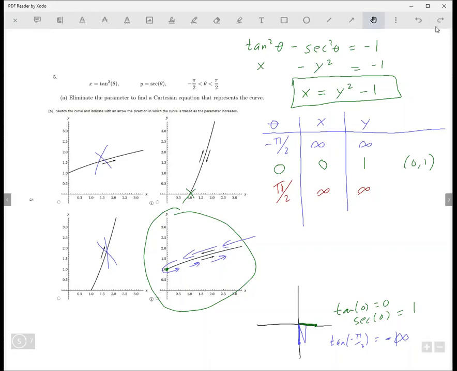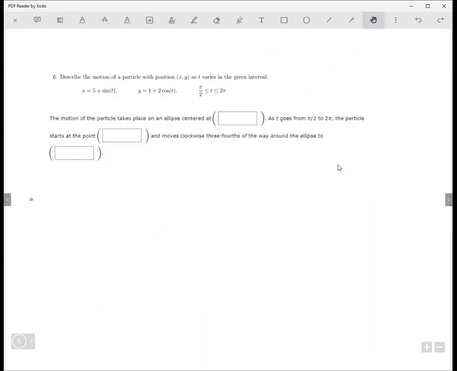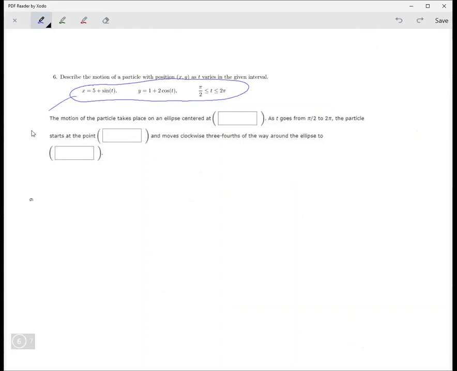Any questions about that? Okay, let's move on to the next problem. Number 6. Describe the motion of a particle at the position x, y as t varies in the given interval. Okay, so first of all, let's try to find an equation in x and y, using these two.